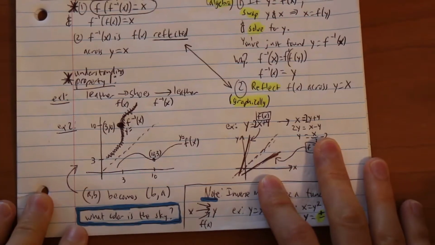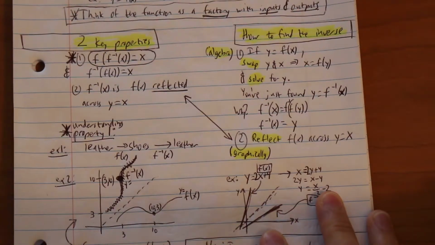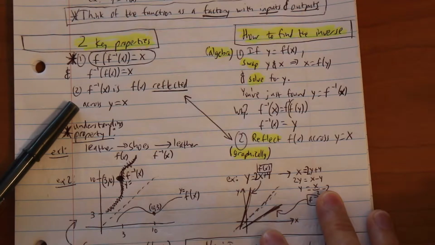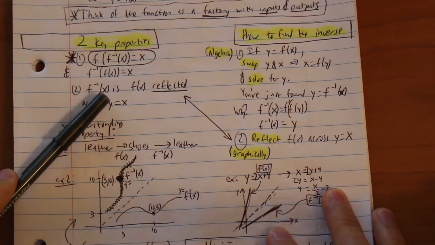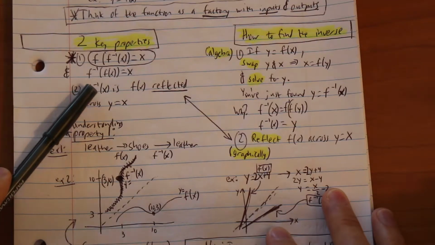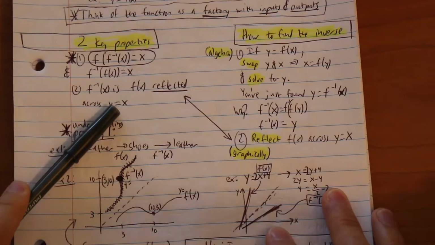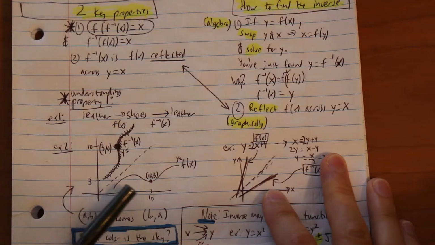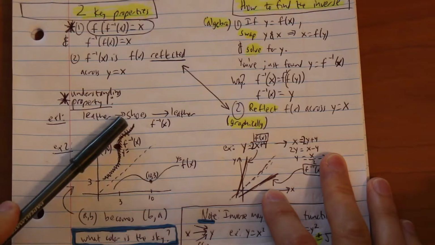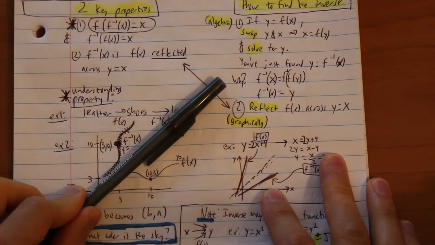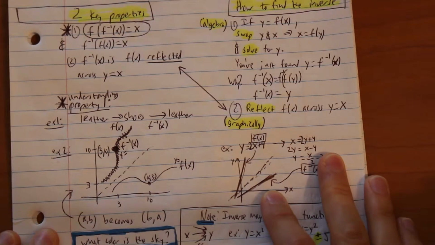And using that idea, we get the second key property. This really stems from number one. If you want to find the inverse of f(x), you can just reflect the original function across y equals x. As you can see in this diagram, this point goes to that point. Every point basically goes to the point that's symmetrically across this y equals x line.